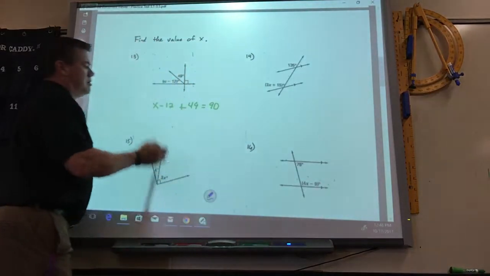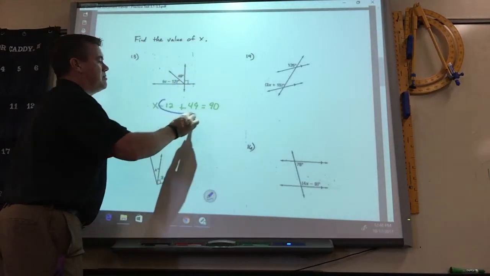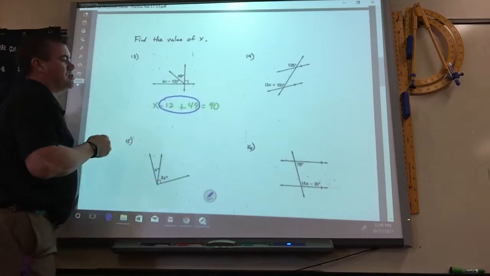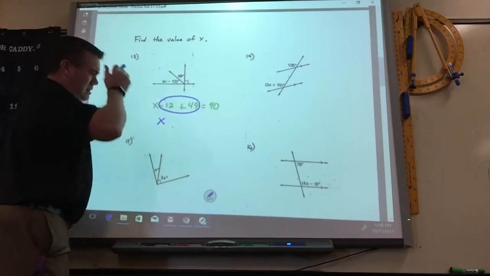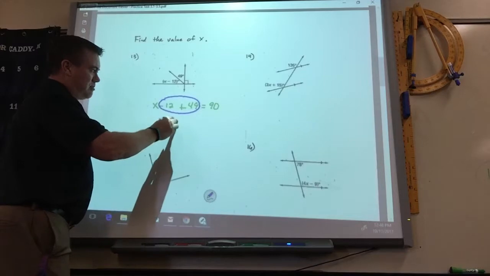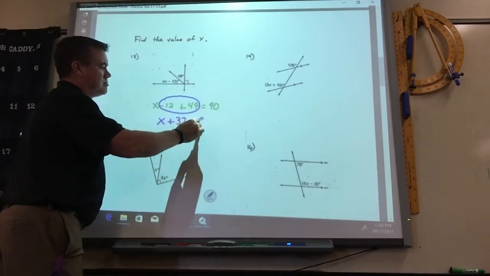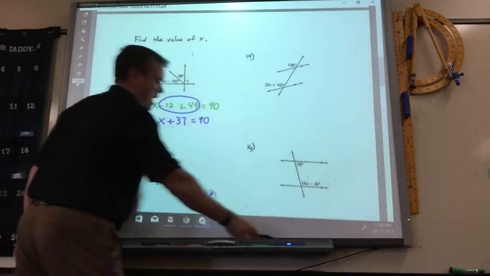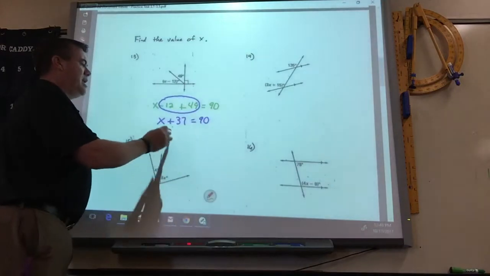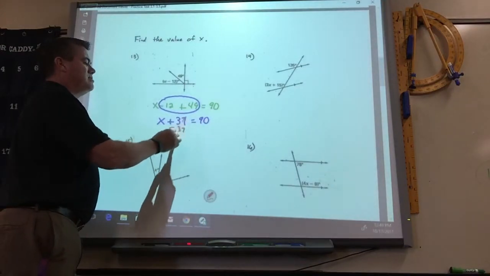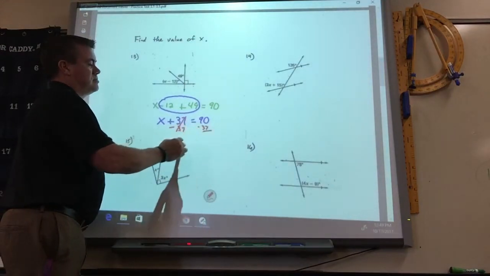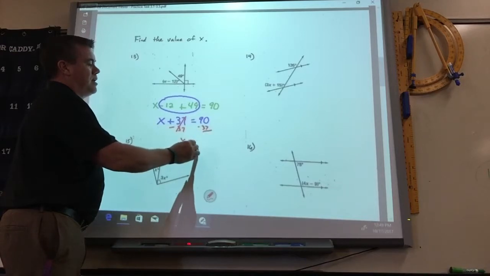And then you solve it. Combine the negative 12 and positive 49. That is positive 37. And then you subtract 37. That's 53.